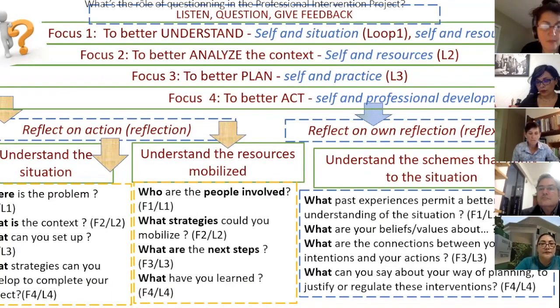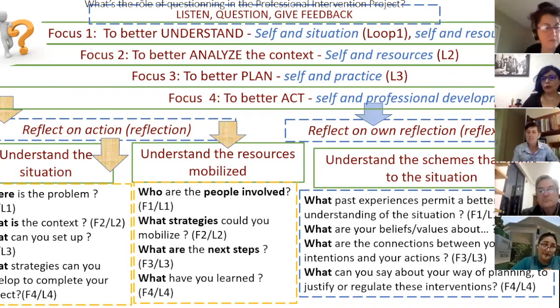Just a few minutes ago, Flori, you were telling us that we cannot measure reflection, but we can certainly observe it. And you were also explaining that there are different levels of reflection. So what we do with the PIP is question the person so we can go through different levels of reflection. In the model that I have developed, we have 4 types of focus. First, we want to better understand the situation, then we want to better analyze the context so that person can better plan the next steps, and then be able to reflect on their own professional development. Therefore, there are 4 focus, and there are 4 loops of reflection.